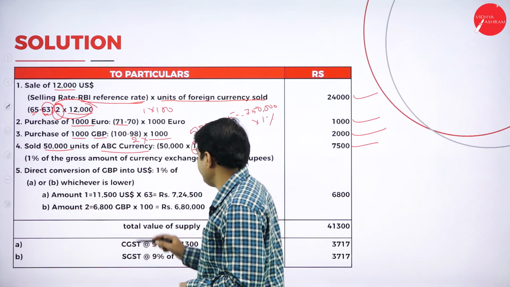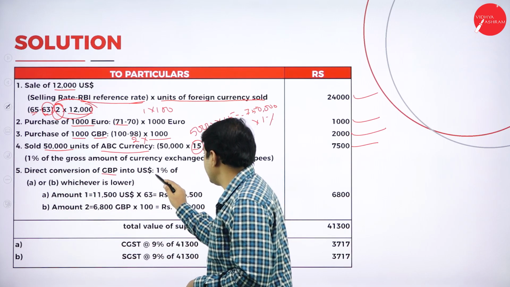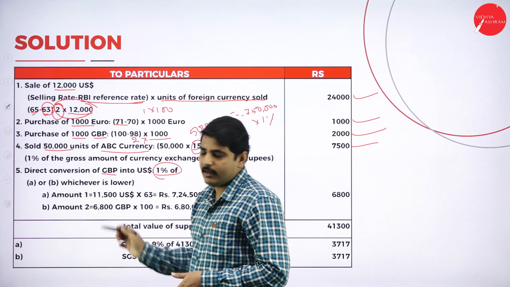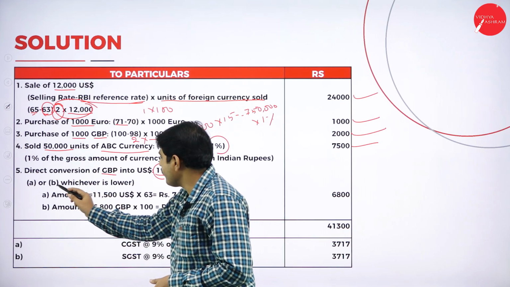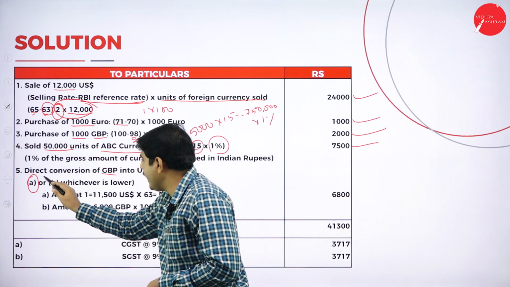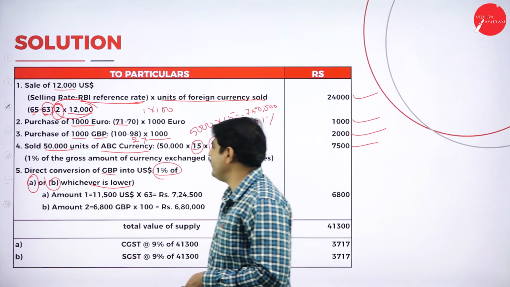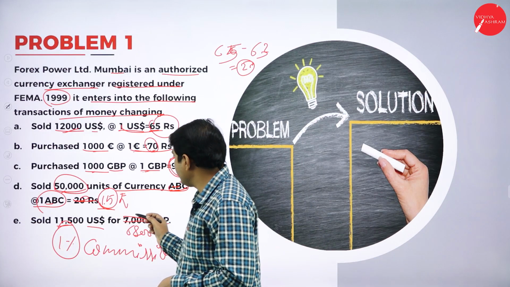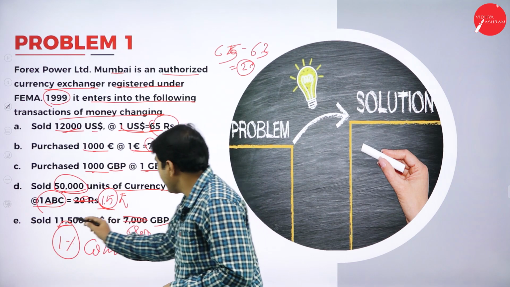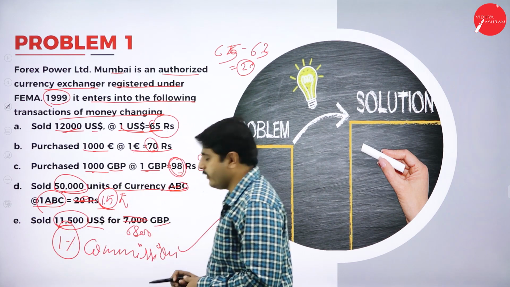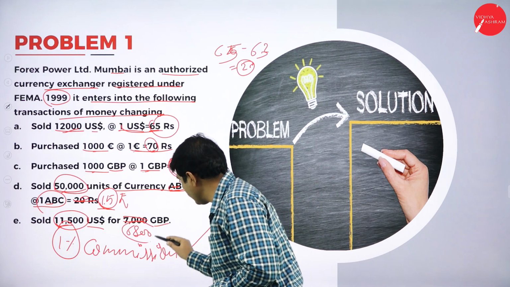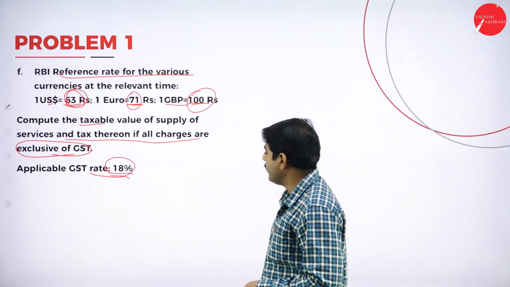Next one, direct conversion of GBP currency into dollars at 1% commission. So in this, if they give it like this, we have two options, amount A and amount B, and whichever is lower we should consider. See, look at the problem here. What is the transaction amount here? $11,000 we are exchanging, means swapping, at rupees 6,800. So come to the problem.